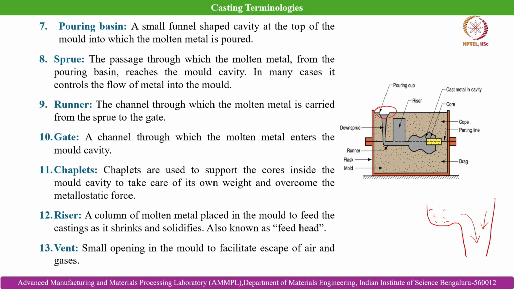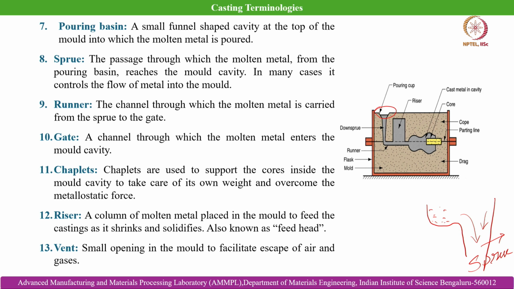Number 8 is the sprue. Basically this is the sprue, that is what I have drawn over here as well. So, this is the sprue. What is the function of the sprue? This is the passage through which the molten metal from the pouring basin goes to the mold cavity. Generally it discharges the liquid melt to the runners, which then later on transport it to the ingates.